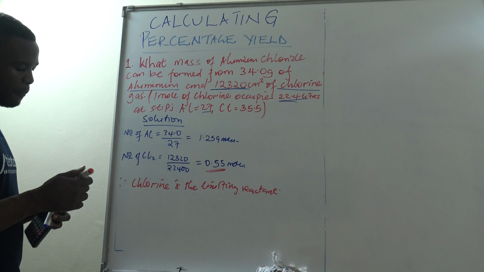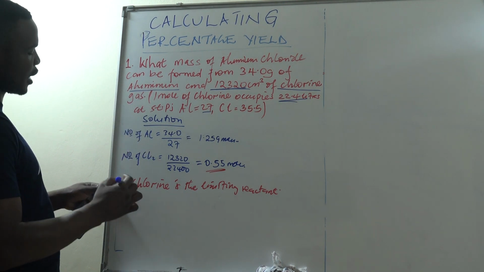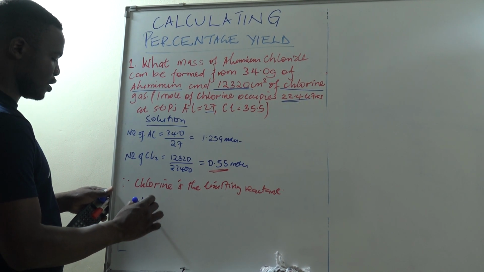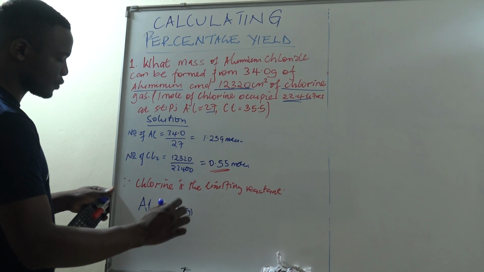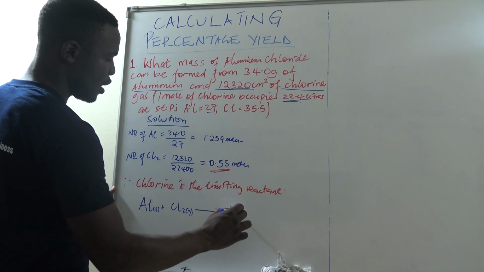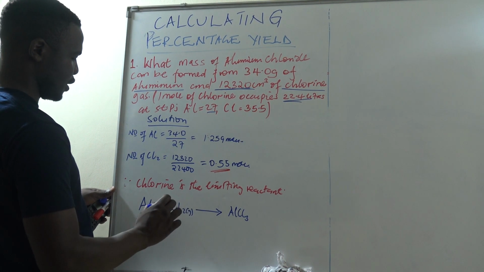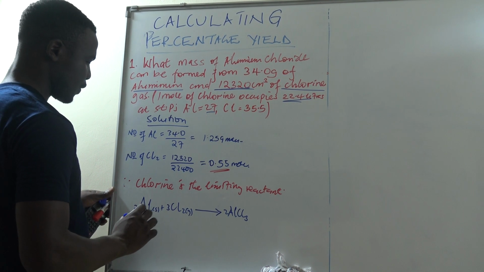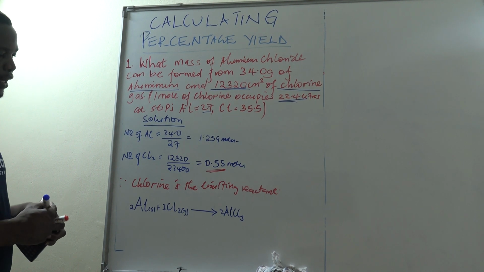But we said step number 2, you should write a well-balanced equation. Therefore, we are going to write an equation of reaction between aluminium and chlorine gas. It is supposed to yield aluminium chloride. So we balance this equation, that is 2, 3, and 2. So this is our equation of reaction.